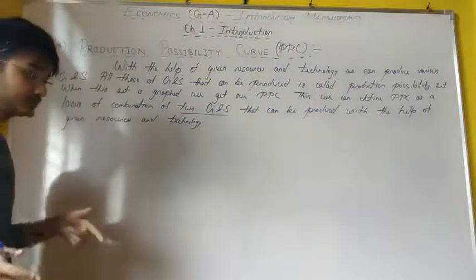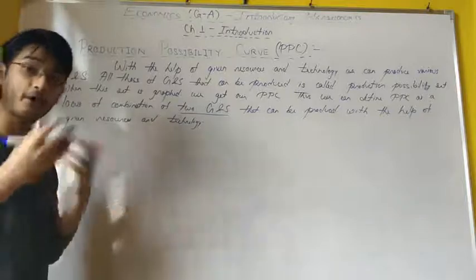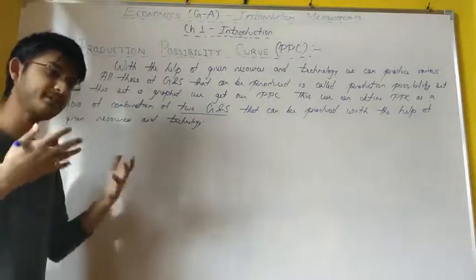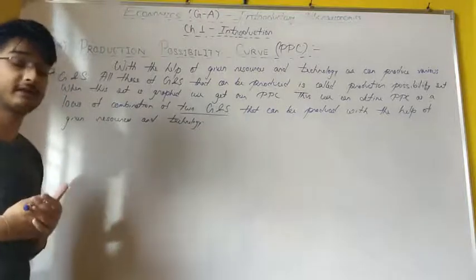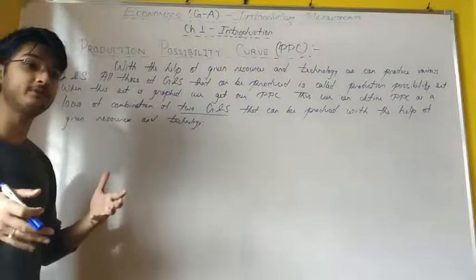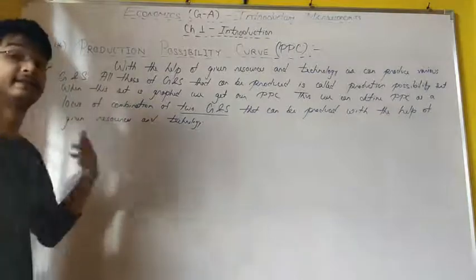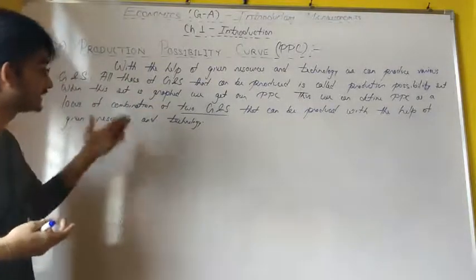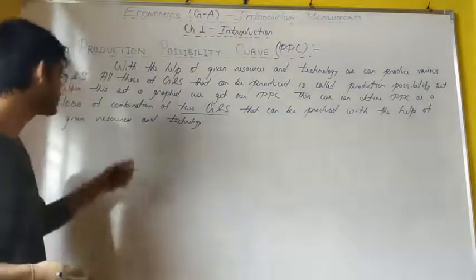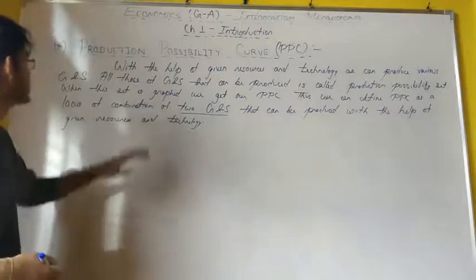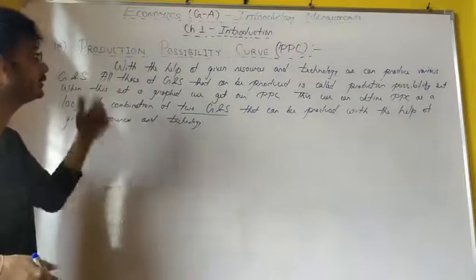We know that in a curve there are various points. A curve is a locus of combinations of various points. Now what are those points? All those points specify the combination of two goods and services that can be produced with the help of given resources. So dear students, you can pause the video here and write it all down, or you can take a screenshot also.